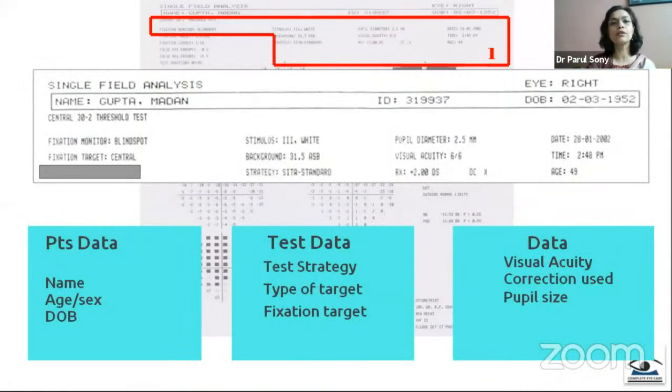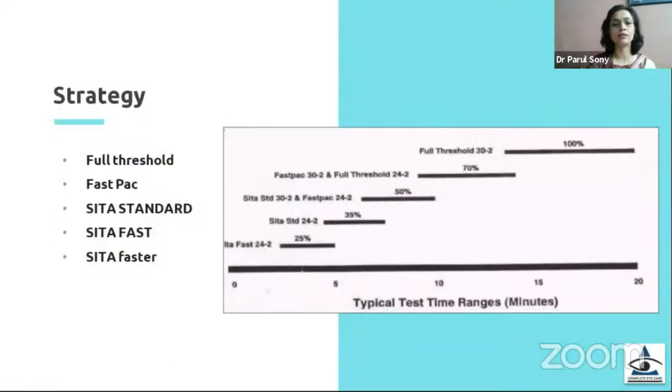Now, the first zone tells you about 3 important things. It tells you about the patient data, the name and the age of the patient. It also tells you about the visual acuity, what is the pupillary size and whether we have put the correct refractive lens correction or not. And it also tells you about the type of strategy used, the fixation target size, and the type of target used. So we can choose from different strategies.